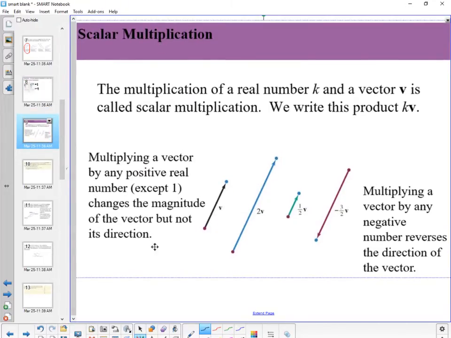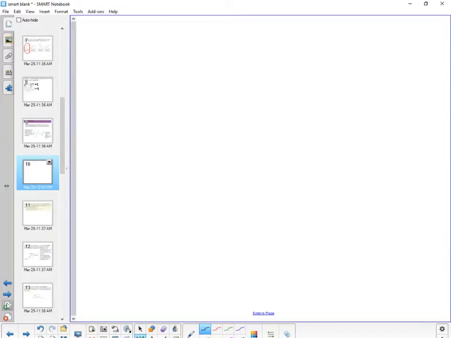Scalar multiplication. Man, that's very small. Can you guys see my vector V? Here's my vector V. I was going to try to make it bold.